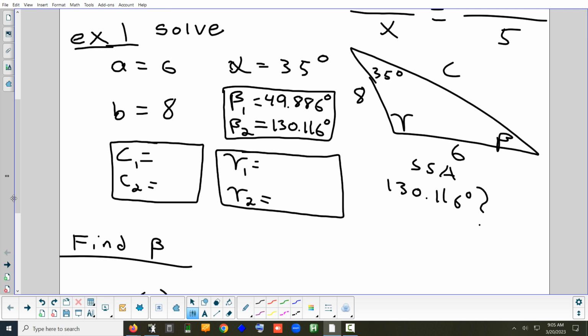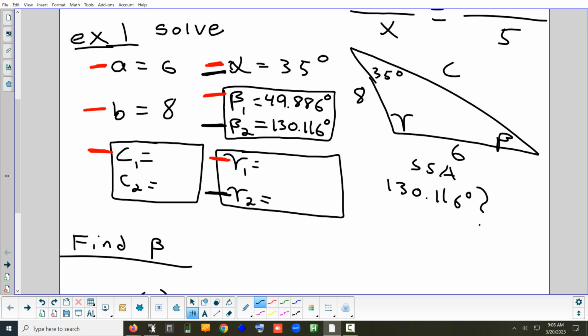All right. Now, let's get back to what Manning had started to talk about, and let's find gamma 1 and gamma 2. Let's start with gamma 1. What 2 angles would I add up and then subtract from 180 to get gamma 1? Alpha and beta 1. Right, we're looking at the red problem. So you're going to add up alpha and beta 1. So 35 plus 49.886 and subtract that from 180. Okay, so gamma 1 is 95.114.